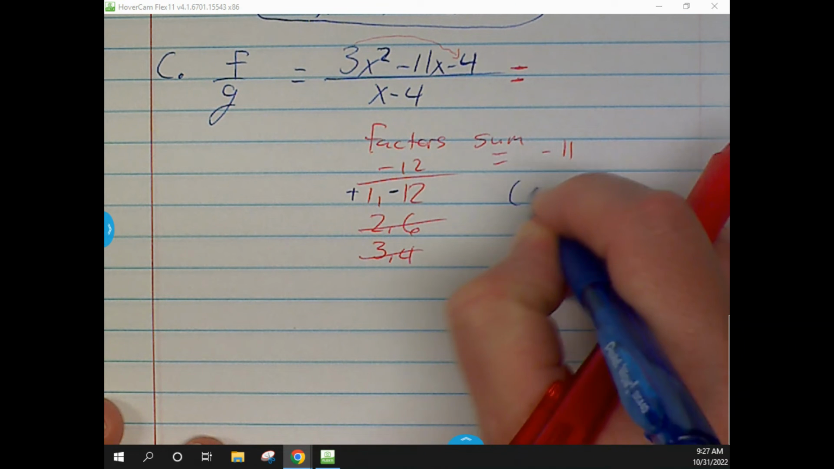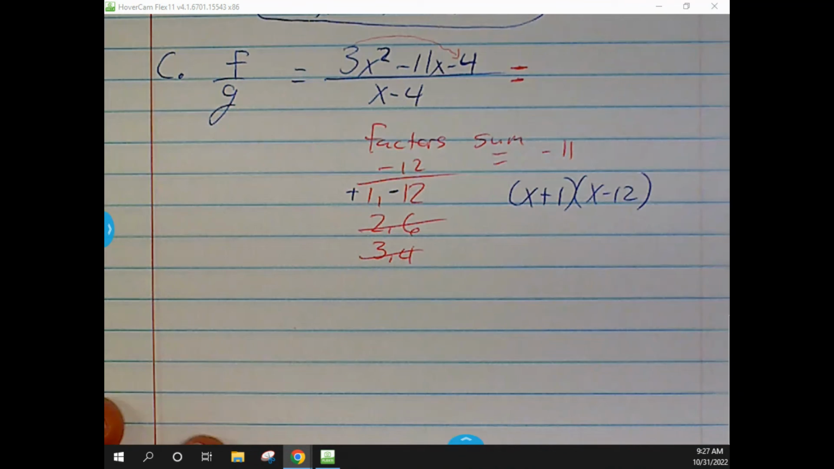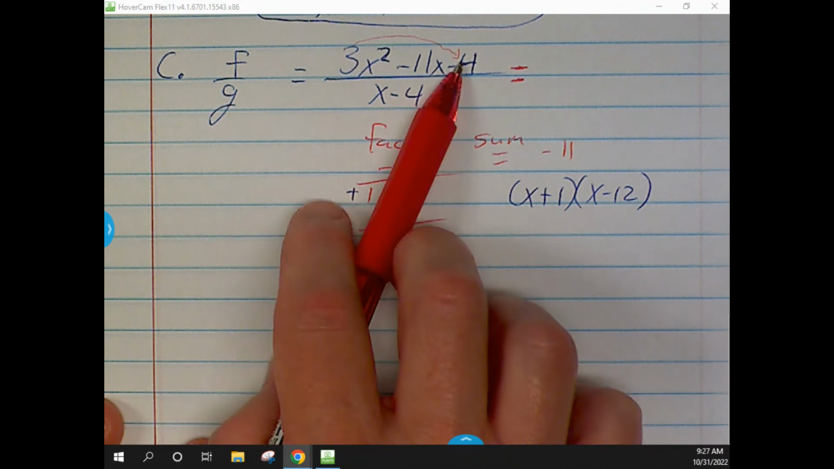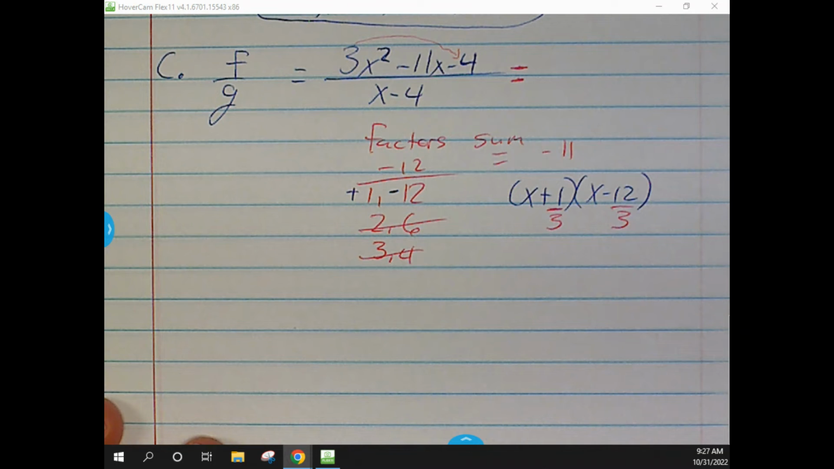All right, so that'll leave us with x plus 1 and x minus 12. Now, what's the one catch, though? We're not done there, right? We've got one more step. In the beginning, we weren't just doing the factors of 4. We had to multiply by 3, correct? So we've got to go back and divide it by 3.